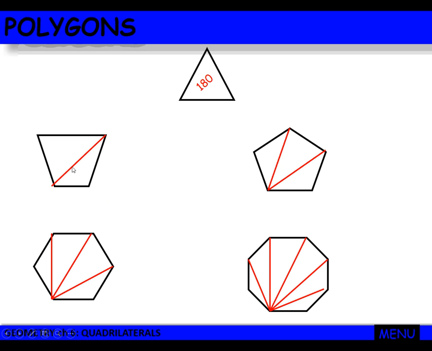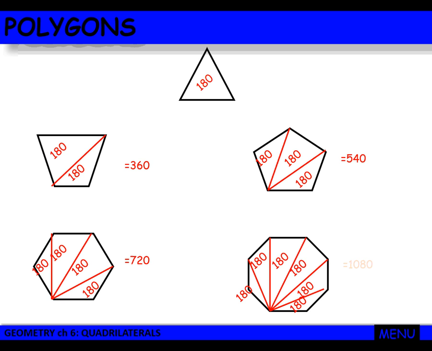And now for each triangle, each one is 180 degrees. So for the quadrilateral here, 180 plus 180 gives us 360. For the pentagon, 180, 180, 180, that adds up to 540. We already did the hexagon. It's going to be 720. So what do the angles of this octagon have to add up to? Well, 180 times 6 triangles, and we're going to get 1,080.